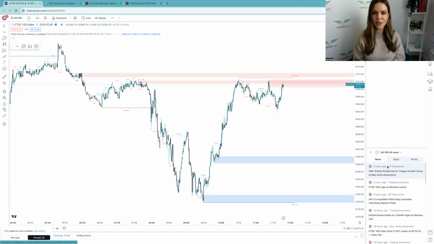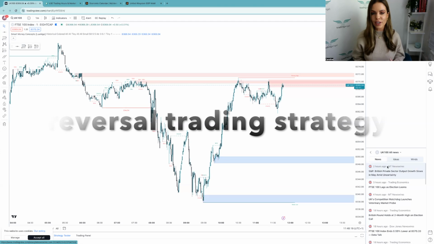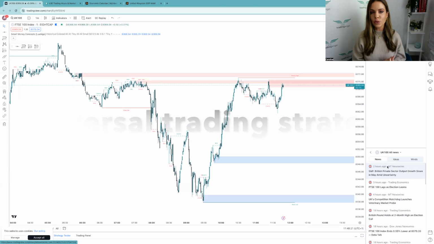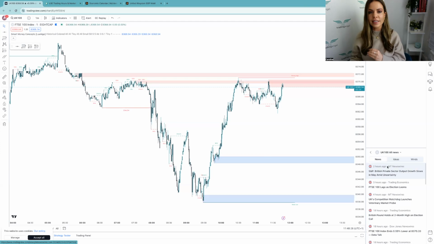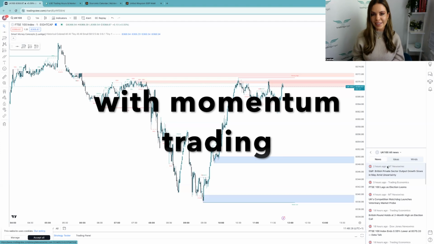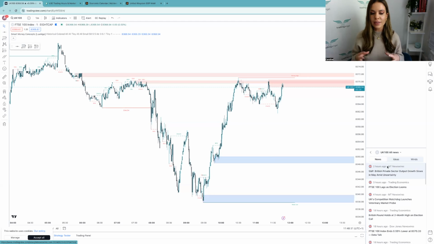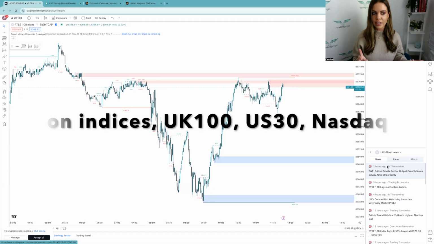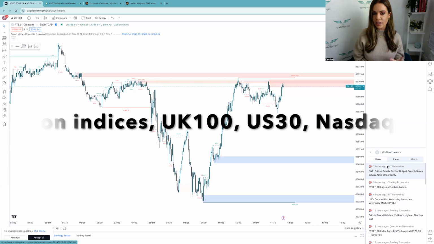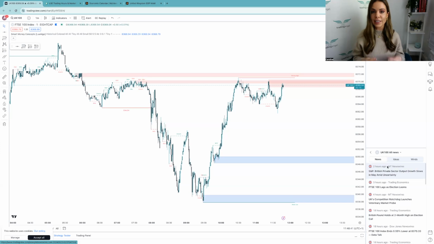I'm going to be showing you a strategy which I've been trading, which has been getting really good results, and I wanted to share it with you. So it's a reversal trading strategy, which also incorporates some elements of SMC and a few elements of the momentum trading which I have been using previously, but ultimately it's on small time frames, and I've been trading it on the indices, so on the FTSE 100, or the UK 100, on the US 30, and on the NASDAQ. So it works really, really well on those markets. I don't know how it works on Forex yet, but I'm looking forward to testing it out.